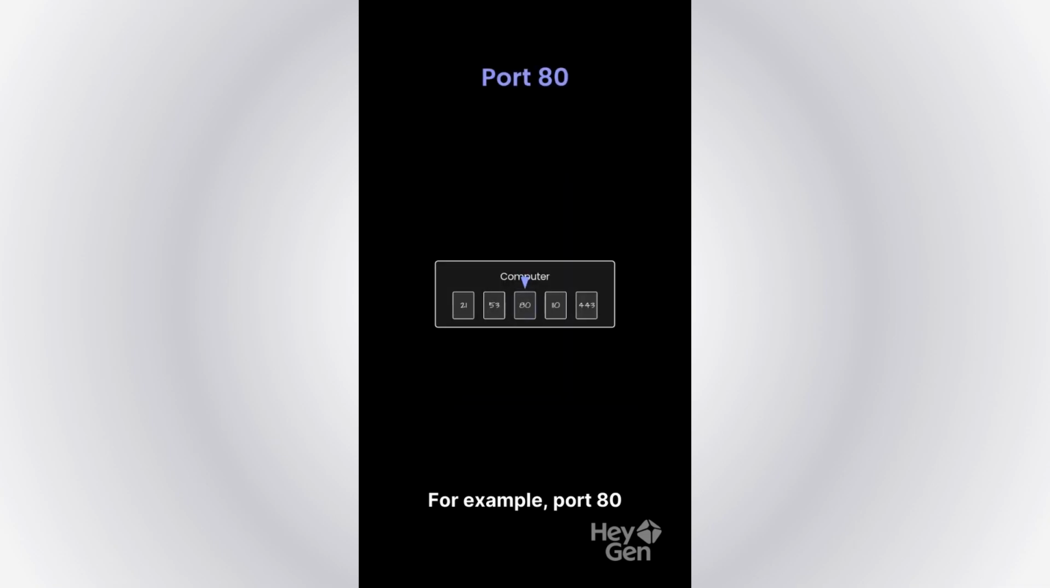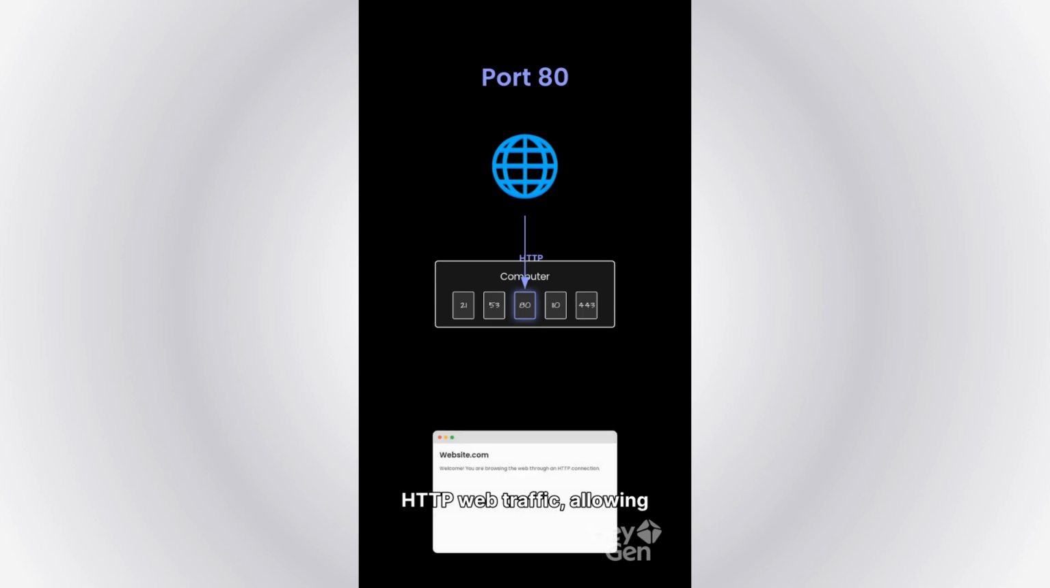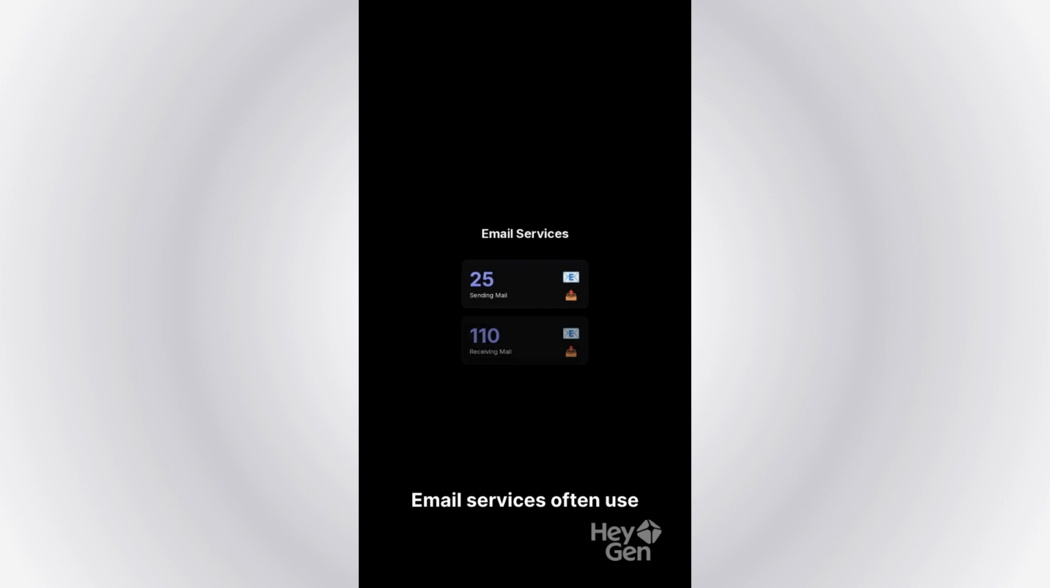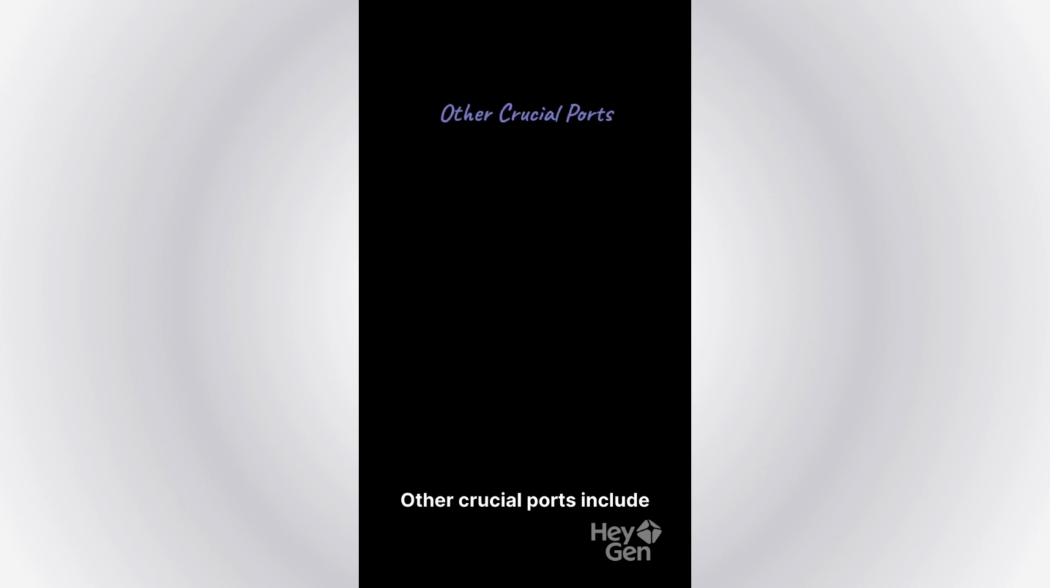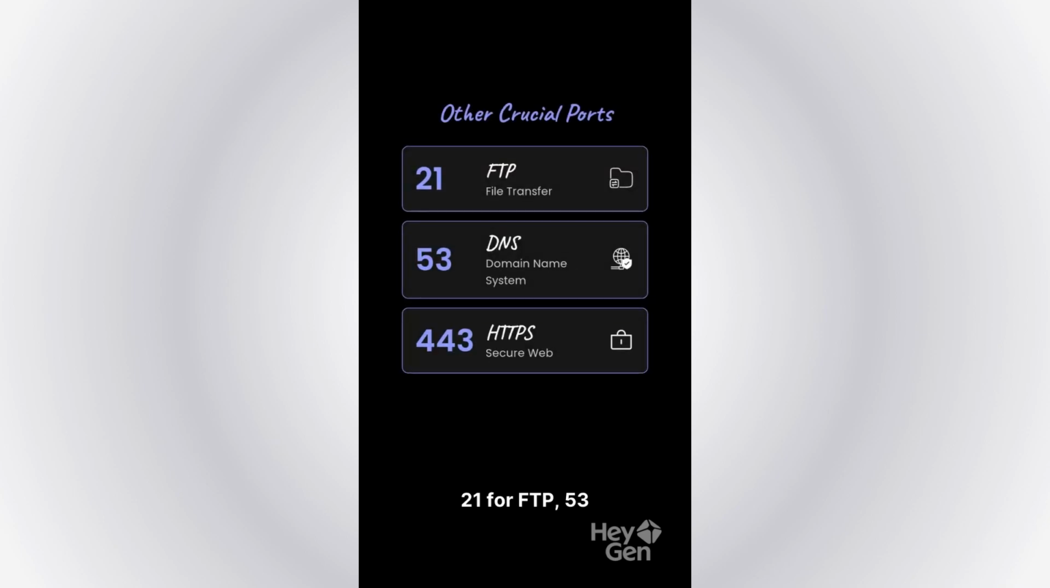For example, port 80 is commonly used for HTTP web traffic, allowing you to browse websites. Email services often use ports like 25 for sending mail and 110 for receiving it. Other crucial ports include 21 for FTP, 53 for DNS, and 443 for secure HTTPS connections.